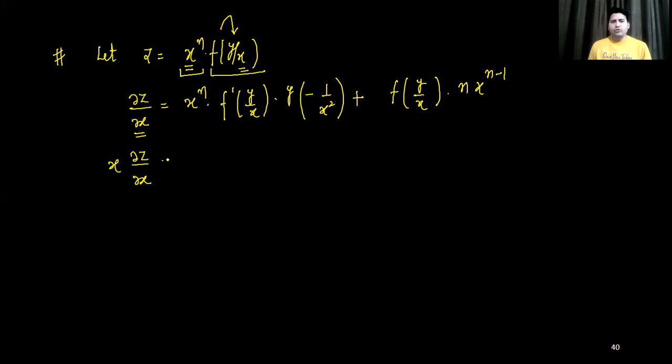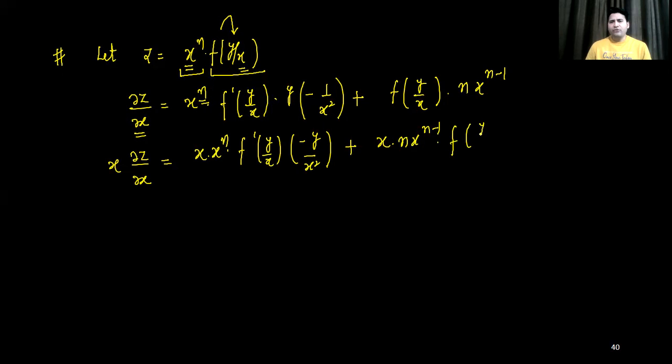So x into del z over del x. This will be how much? x into x power n, function f dash of y over x, times minus y upon x square, plus x into n x to the power n minus 1 times the function of y upon x. This x got cancelled by this x squared.